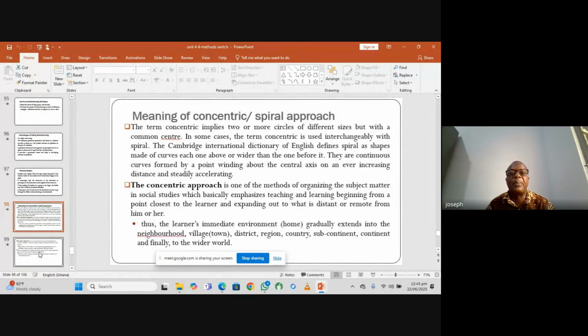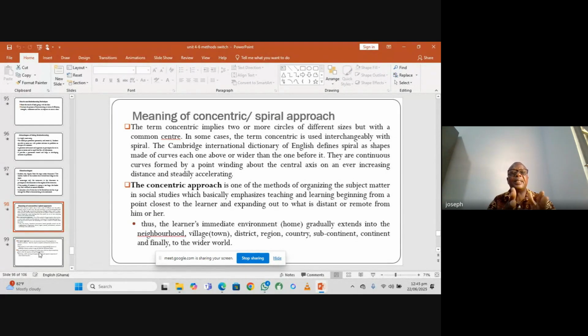The concentric approach is one of the methods of organizing the subject matter in social studies, which basically emphasizes teaching and learning, beginning from the point closest to the learner and expanding out to what is distant or remote from the learner. So when we talk of the concentric approach, it's where teaching begins from the immediate environment of the learner and extends to the outside world of the learner.